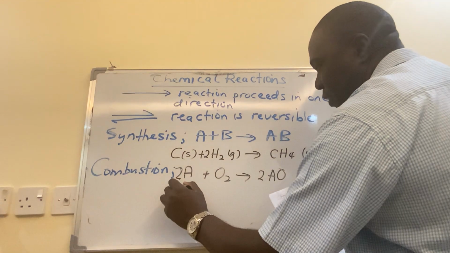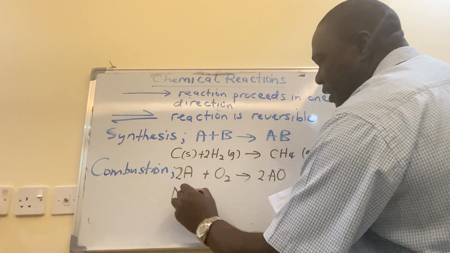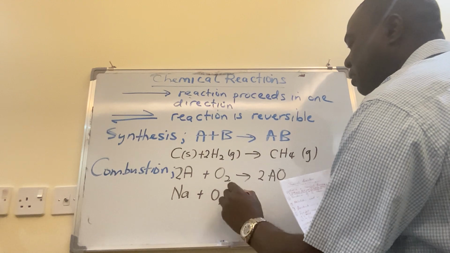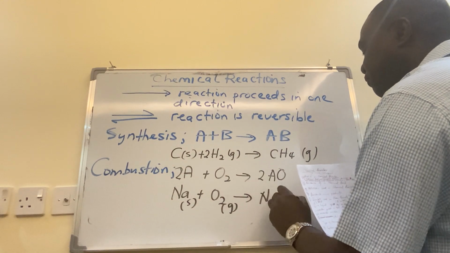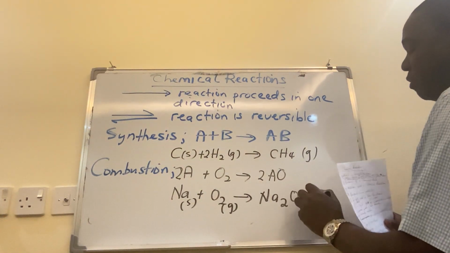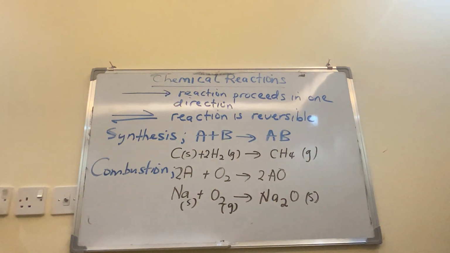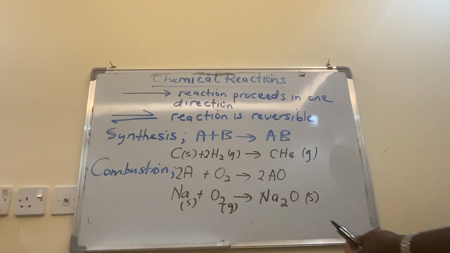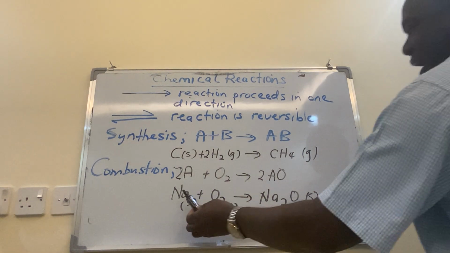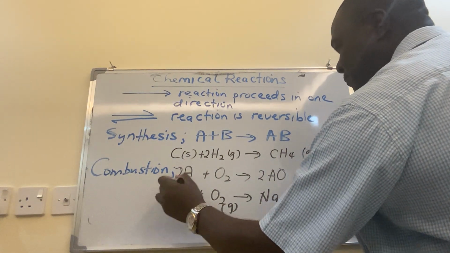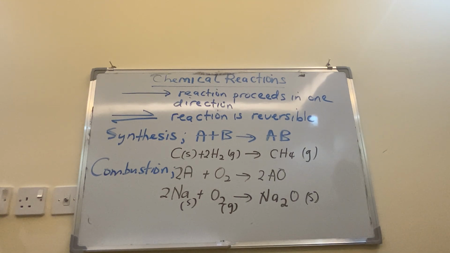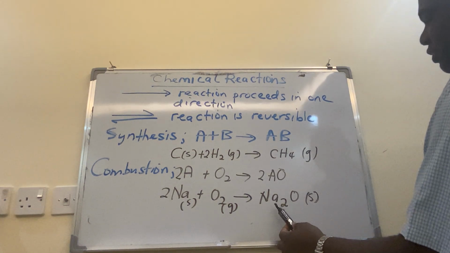Okay, let's look at a very simple example. Suppose I'm burning sodium. Sodium is a solid, oxygen is a gas, and I'm going to form sodium oxide, which could be a solid. So we have a scenario here where we have 2 sodiums here and 1 sodium there. So what we do, we have to put a 2 here to ensure that our sodiums are the same.